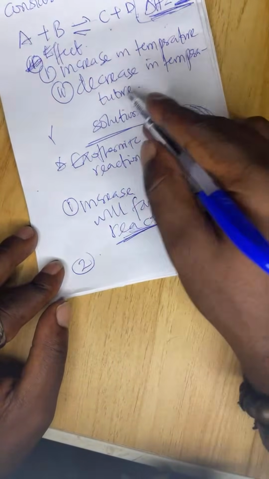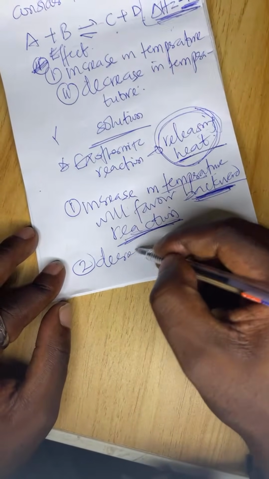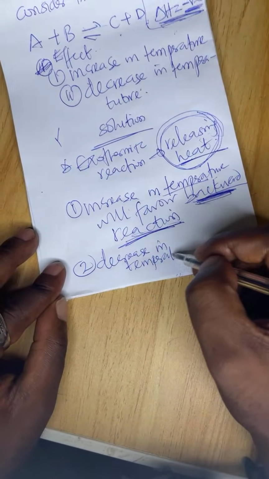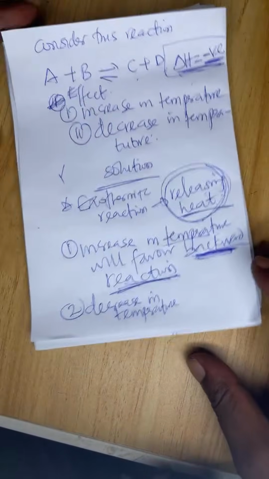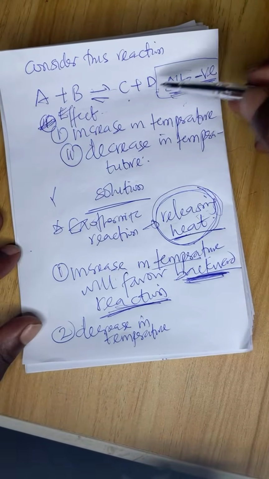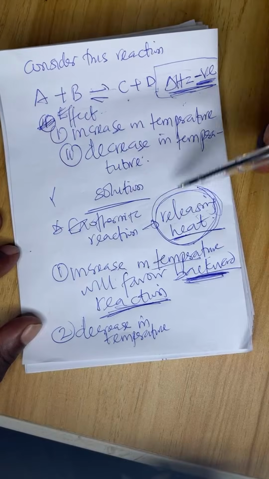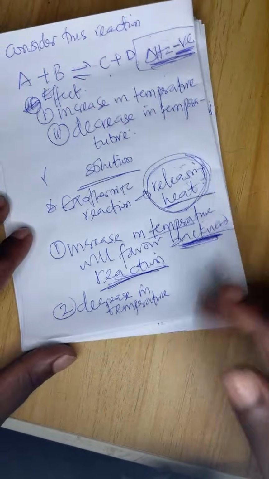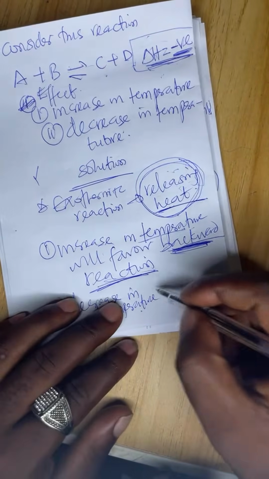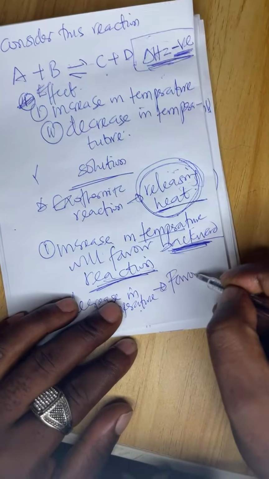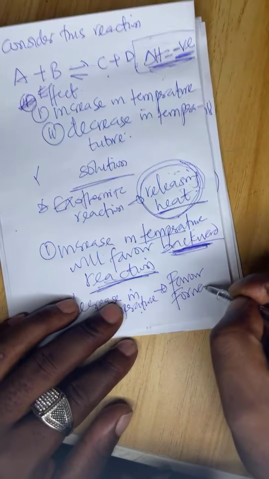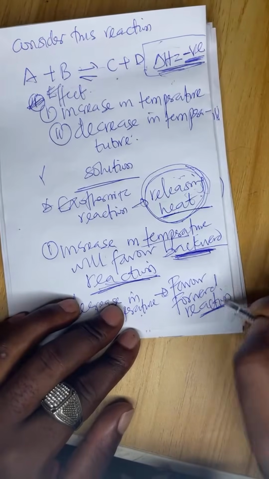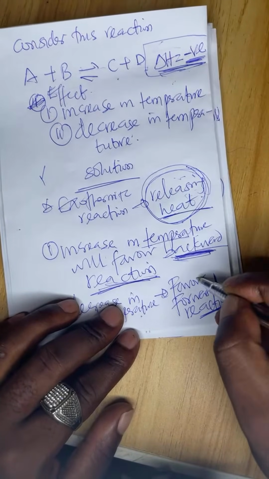Number 2, what is the effect of decrease in temperature? Absolutely, that's what this guy wants, because the reaction is exothermic, it is releasing heat. How can you favor it? Is to help the guy to collect the heat. So decrease in temperature will favor forward reaction. We favor forward reaction.